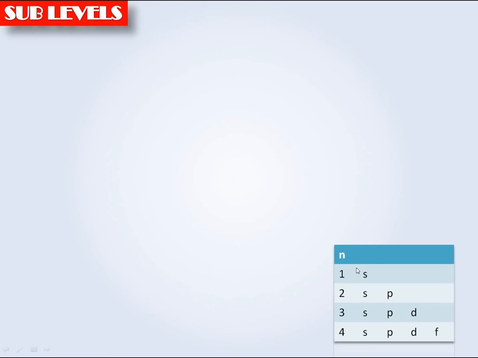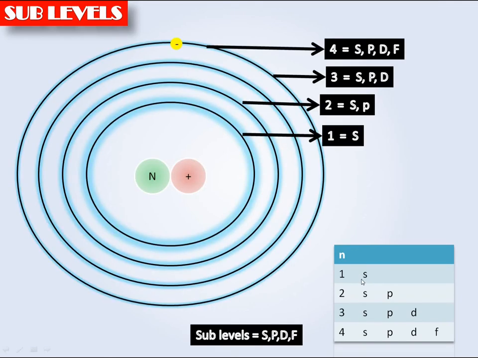Okay, you can see the table. We have S for 1, SP, SPD, and S, P, D, and F. So you can see it corresponds like that, right? And this is the nth, or the principal quantum number. Moving on.